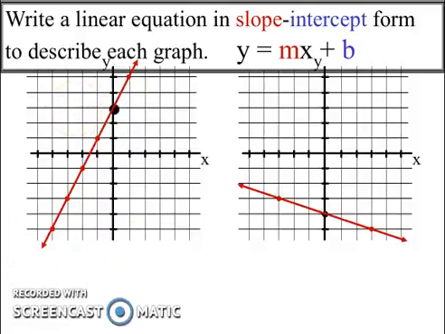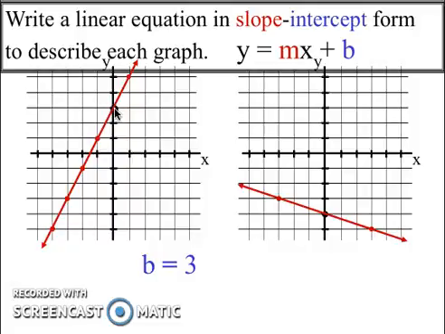The first thing that we have to look for is our y-intercept. The y-intercept is where the line is crossing the y-axis. Our y-axis is here. This is our line here. This is our graph. And right here is where the line is crossing the y-axis. This point is 1, 2, 3, a positive 3. So the line is crossing at positive 3.